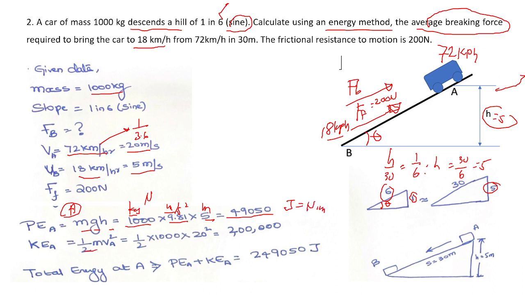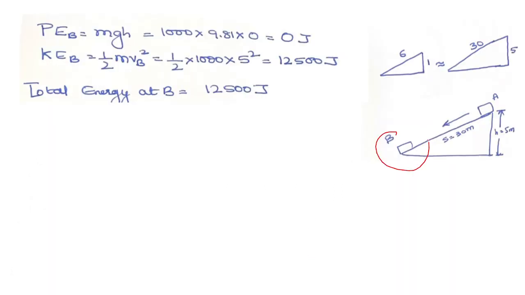And then kinetic energy, because there is initial velocity, which is 20 meter per second, you can get the value of kinetic energy. The total energy at point A is 294,050 joules. So now, how about the total energy at point B? Here at point B, you have your potential energy. There's no height here, so that becomes 0. And then the velocity decreases to 5 meter per second. This is mass. Then you got this one. So this is the total energy at B.